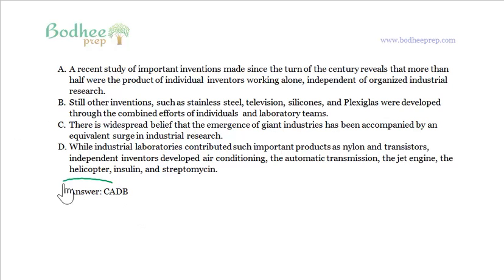So the answer is given. CATB is the sequence here. Let's try to understand. Still other inventions. I cannot start a paragraph with a phrase like "still other inventions, such as".